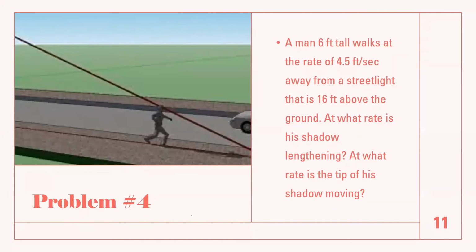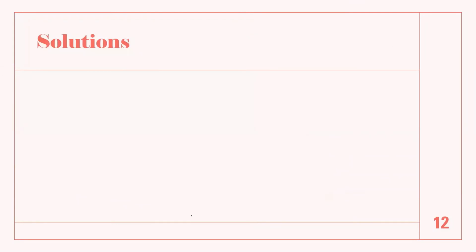Okay, so the fourth problem states that a man 6 feet tall walks at a rate of 4.5 feet per second away from a street light that is 16 feet above the ground. At what rate is his shadow lengthening? At what rate is the tip of his shadow moving? So first we're going to draw a diagram representing this problem. So the street light's height is 16 feet while the man's height is 6 feet.